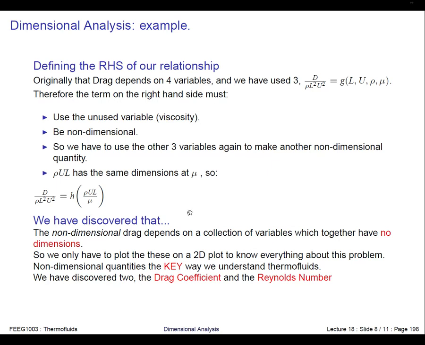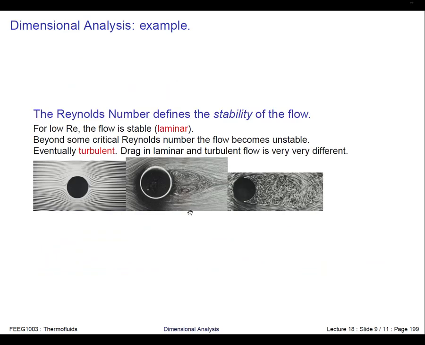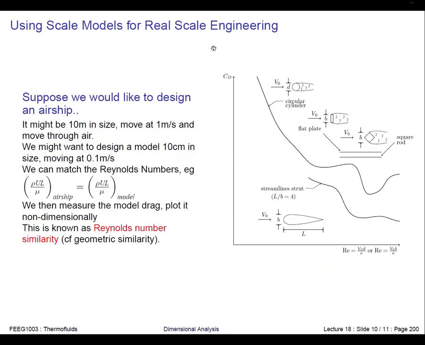Well, for that we have to do some experiments, and if you see it on a curve, this is a non-dimensional plot. This CD is my non-dimensional drag, and this is my Reynolds number. I've got no dimensions on my x-axis, I've got no dimensions on my y-axis, and this curve is my functional relationship for this particular shape. Okay, don't worry about these other ones yet.